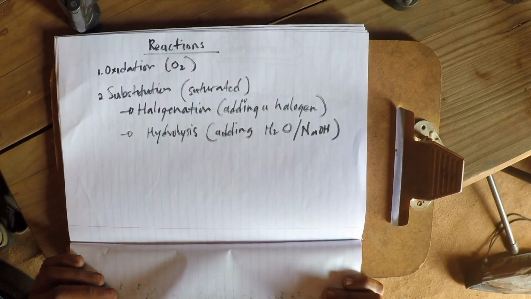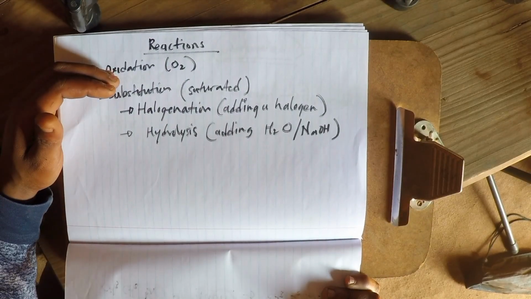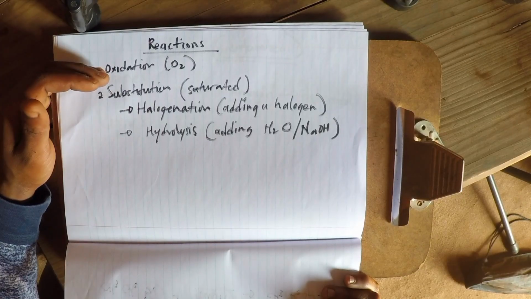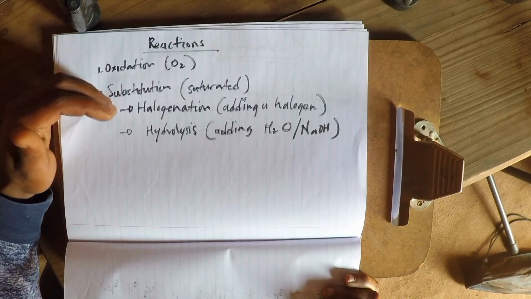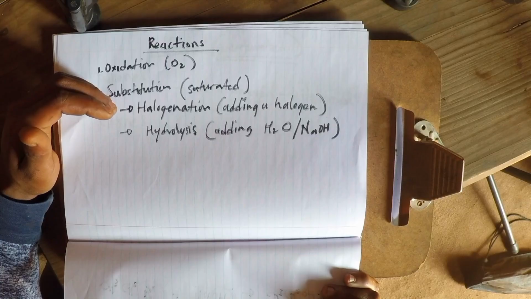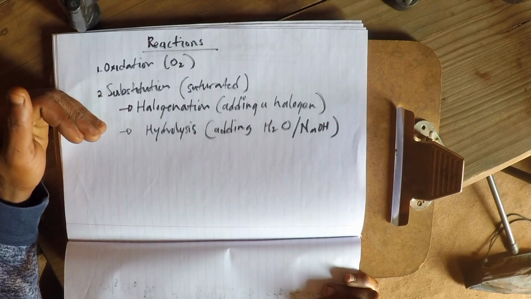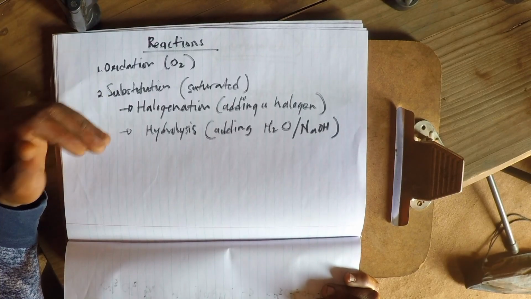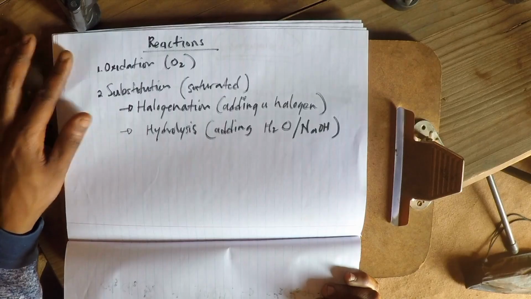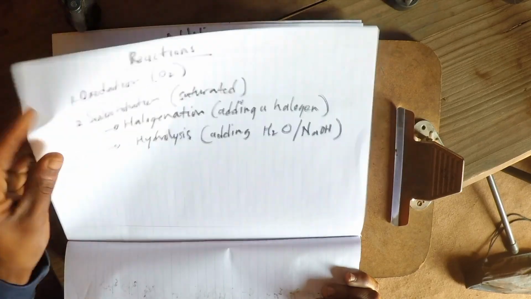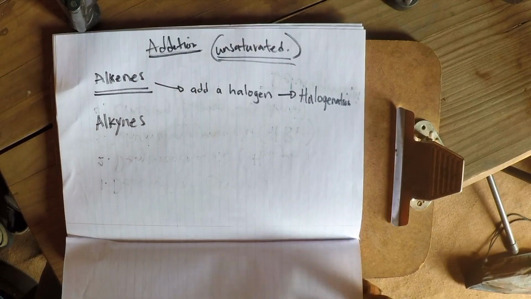So the reactions that we have are oxidation and substitution. For substitution, we spoke about two types of substitution reactions. Halogenation is a substitution reaction. Hydrolysis is a substitution reaction. Those were the substitution reactions as we discussed.